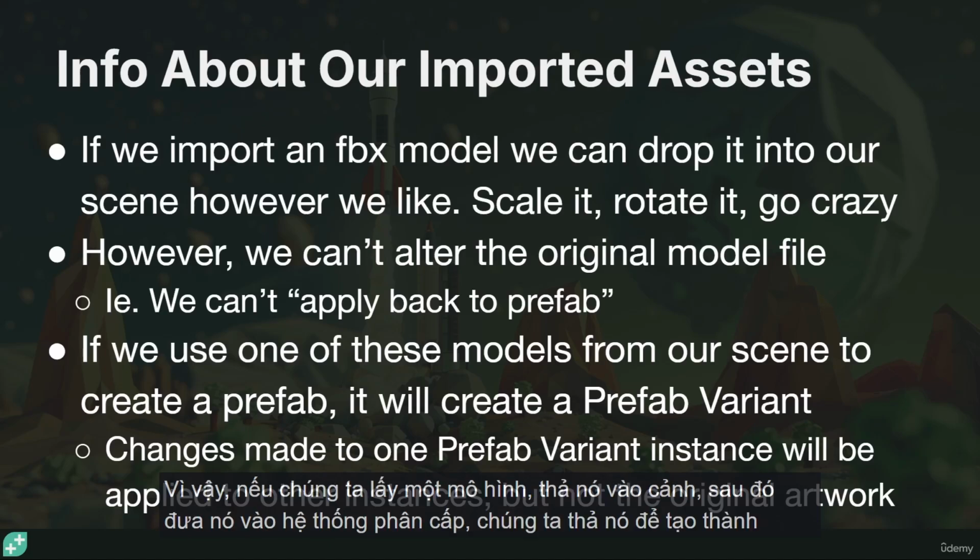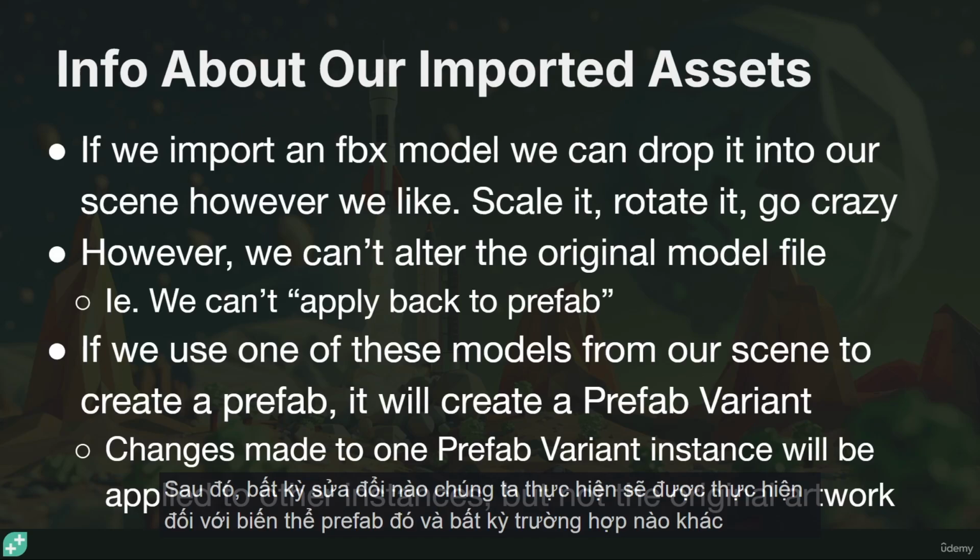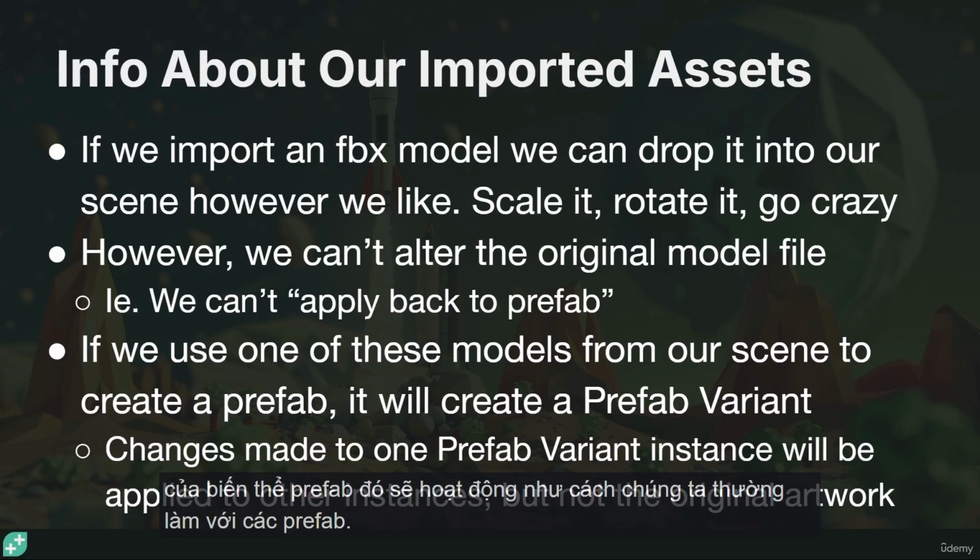So if we take a model, drop it into the scene, and then we have it in our hierarchy, we drop it to make a prefab, it'll be a prefab variant, then any modifications we make will be made to that prefab variant, and any other instances of that prefab variant will behave as we're used to with prefabs.